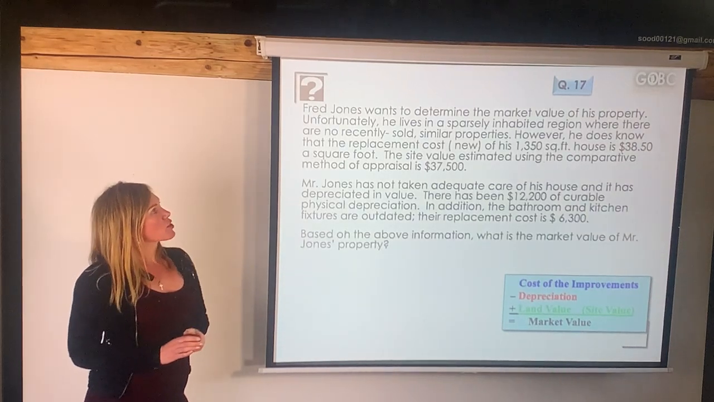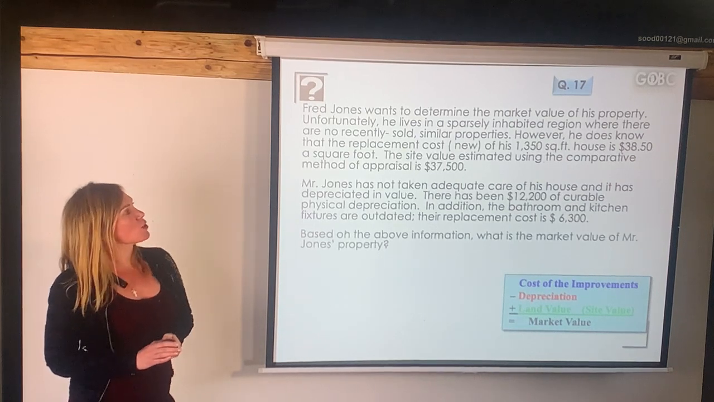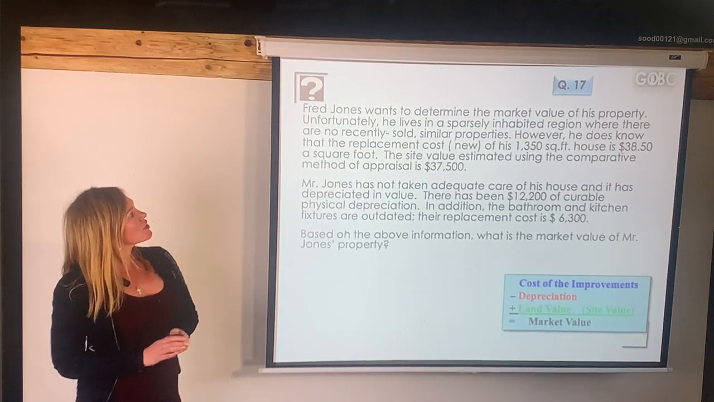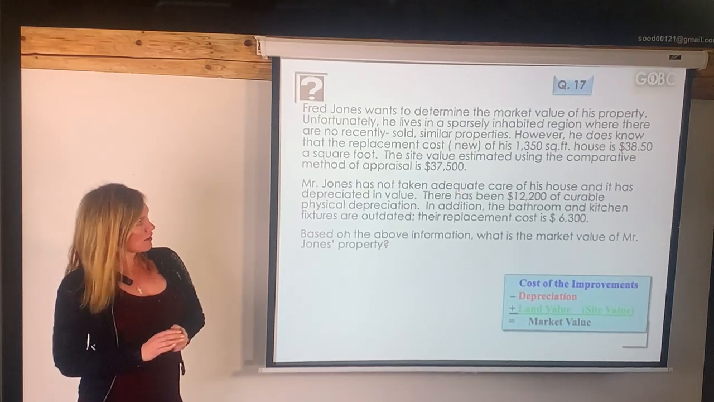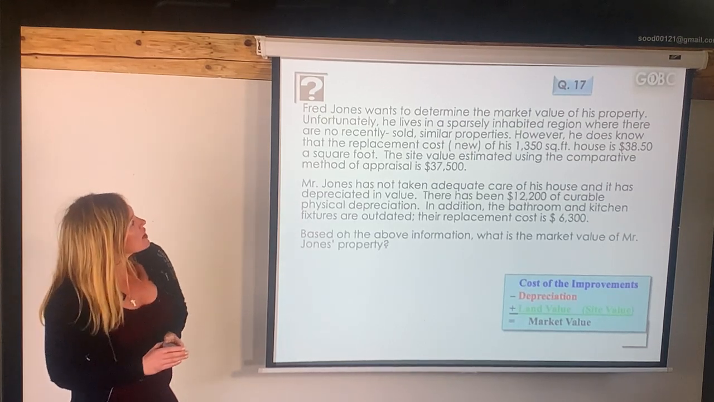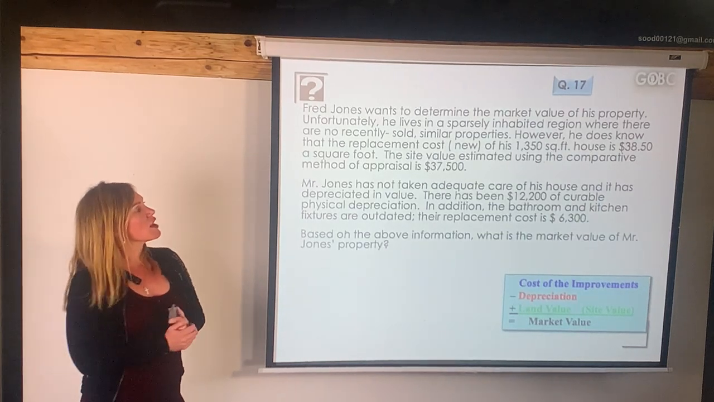Fred Jones wants to determine the market value of his property. Unfortunately, he lives in a separately inhabited region where there are no recently sold similar properties. However, he does know that the replacement cost, which is new, of his 50 square foot house is 3850 per square foot. The site value estimated using the comparative method of appraisal is 37,500.